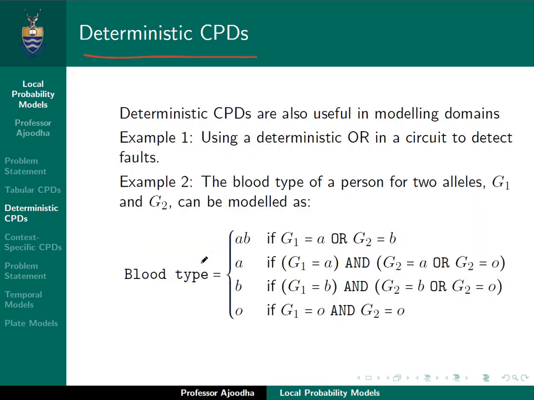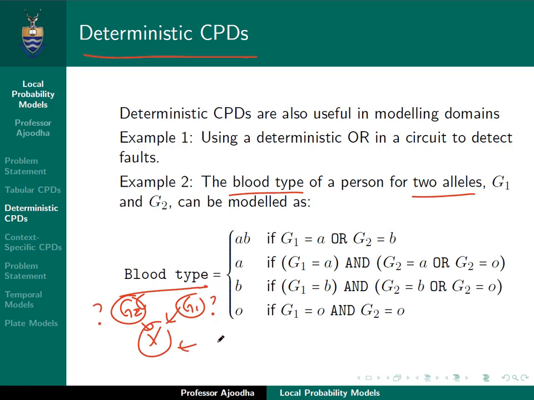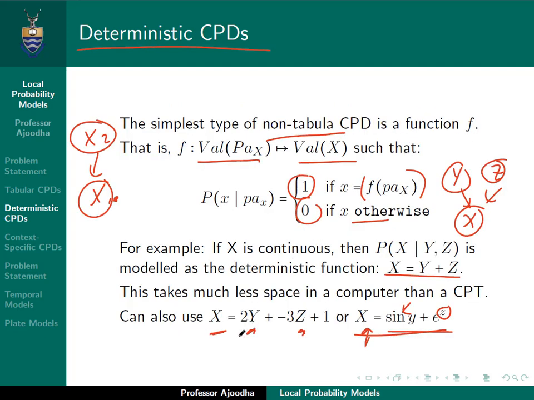Well, here's an example. We all know how blood types work, and some of us did biology in school. The blood type of a person really depends on two alleles, G1 and G2, so we can model this based on those two alleles. The blood type of a variable X depends on G1 and G2, and the deterministic function is what determines X from the values of G1 and G2. It's deterministic in that there's no probability here. It was simply, if this, then do that.